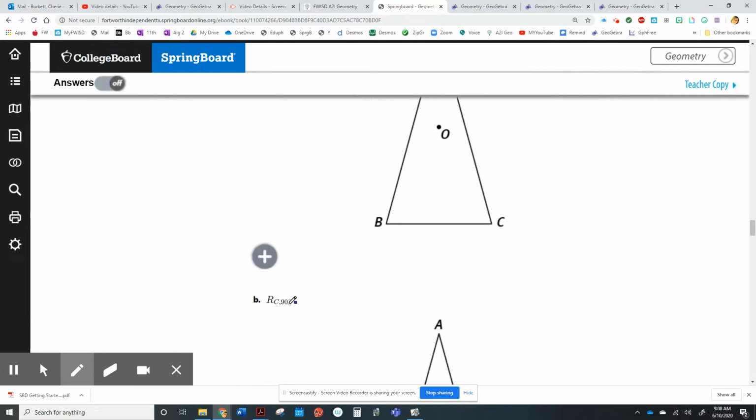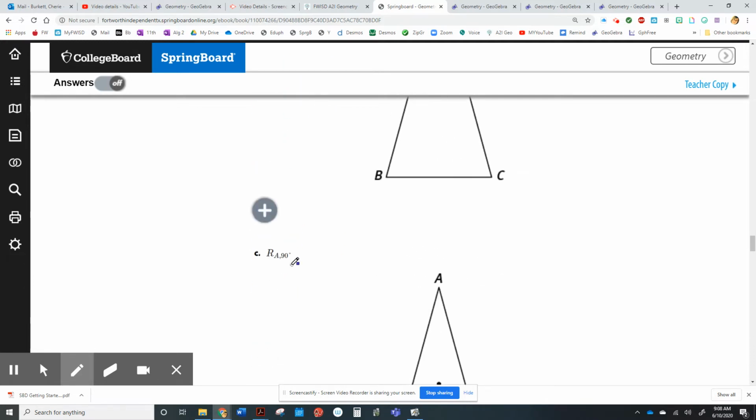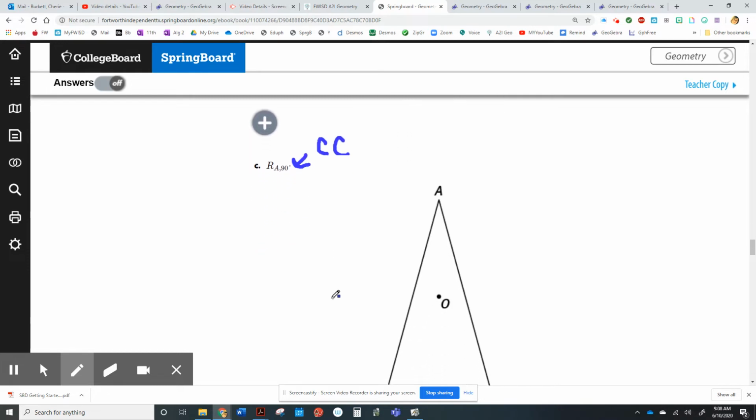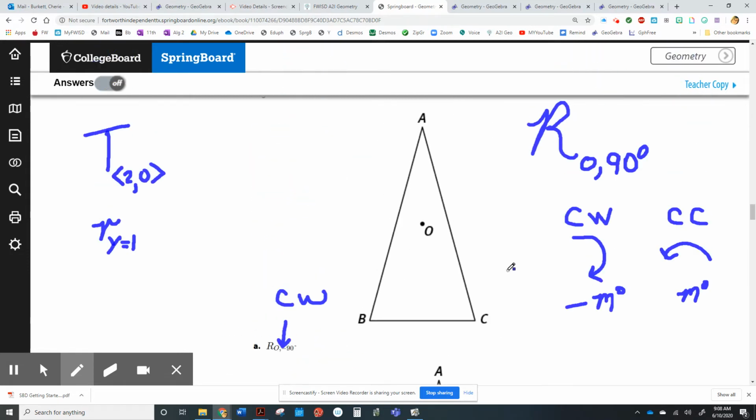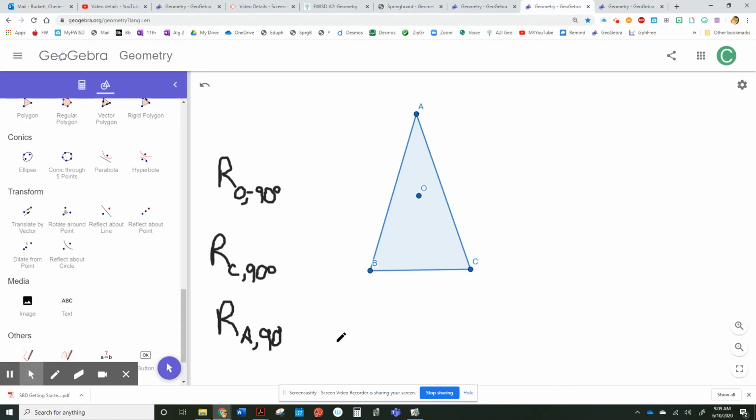Down here, it says positive 90, so positive 90 wants me to go counterclockwise. And positive 90 also wants me to go counterclockwise. That right there is counterclockwise. And that's it. So you might want to take notes right here on this one. Clockwise is negative degrees. Counterclockwise is positive degrees.